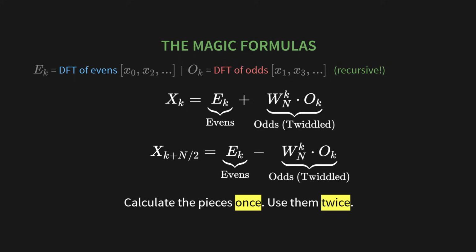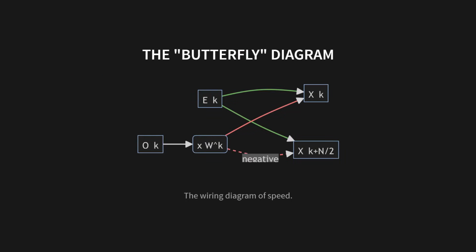Do you see the beauty of this? You calculate the pieces once. You calculate e sub k and that twiddled o sub k just one time, and you use them twice. That's it. That's the entire secret to the speed. This structure has a famous name. It's called the butterfly, and this diagram shows you why.